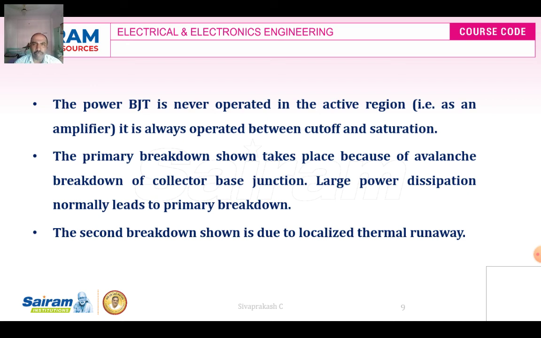As I told you, primary breakdown you are observing in the characteristics takes place because of the avalanche breakdown of the collector base junction. That is the avalanche breakdown of the output junction. Larger power dissipation normally leads to the primary breakdown. And the secondary breakdown shown is due to the localized thermal runaway.